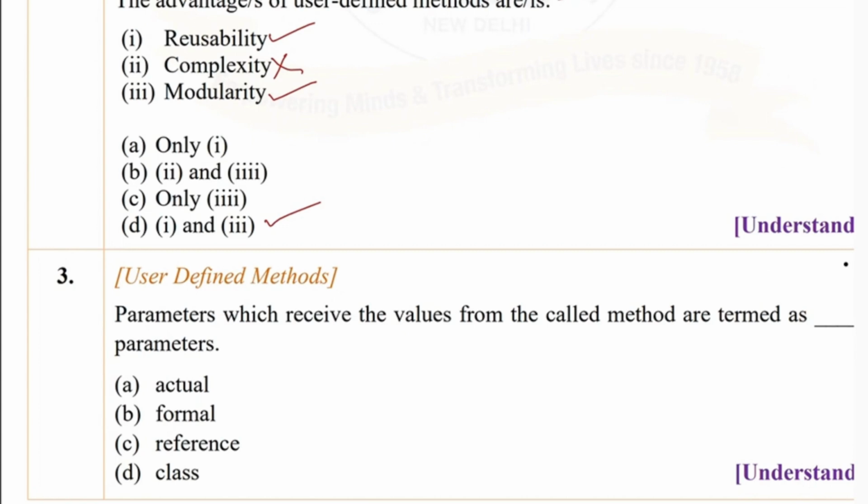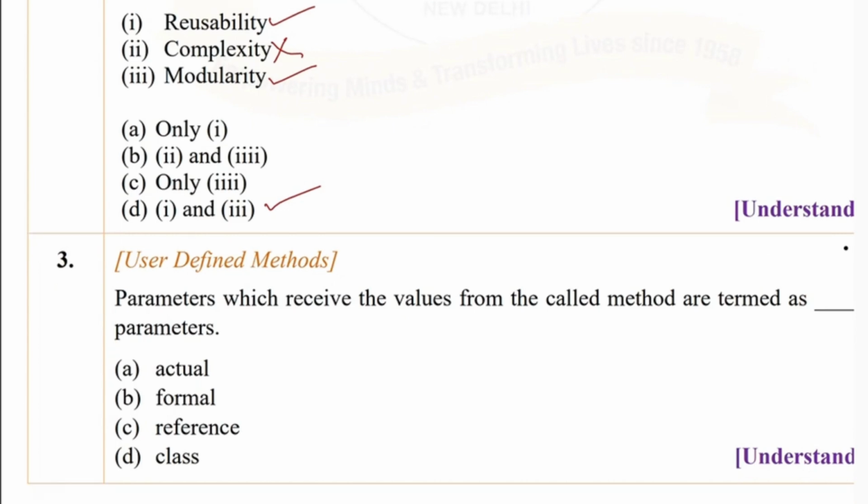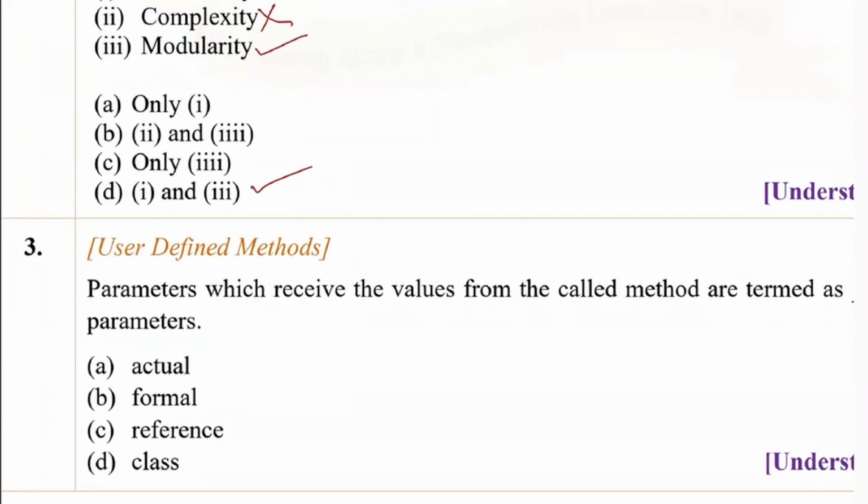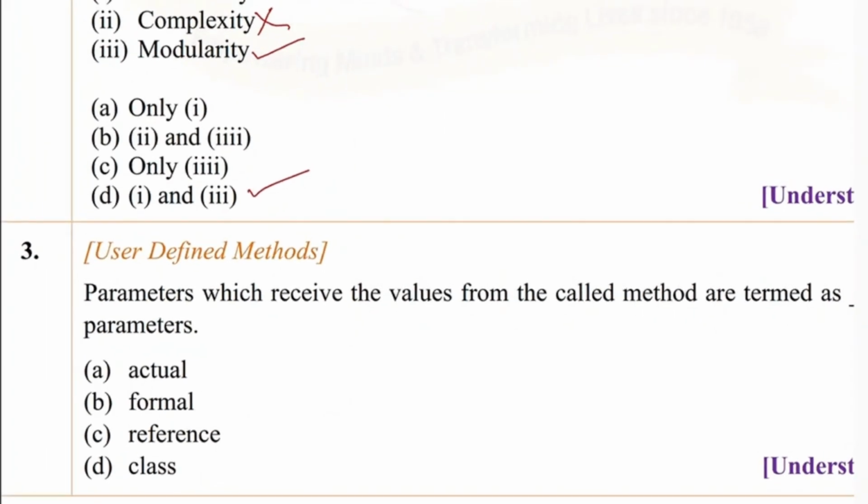There are two types of parameter, actual and formal parameter. In function define formal parameter, in function call actual parameter. Parameter which receives the values from the method is known as formal parameter.